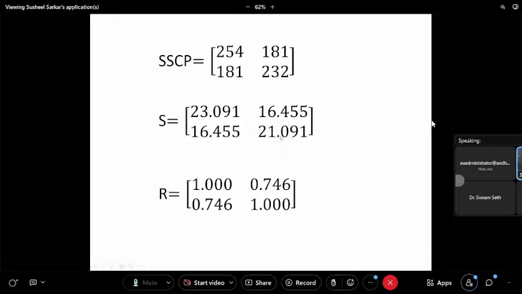This is the variance covariance matrix. And if I divide this value by itself, this value by itself, and this value by the square root of this into this, I will get this. This is nothing but the correlation matrix. So from sum of square and cross product, we get the variance covariance matrix, and from the variance covariance matrix, we get the correlation matrix. And now what is the rotation?